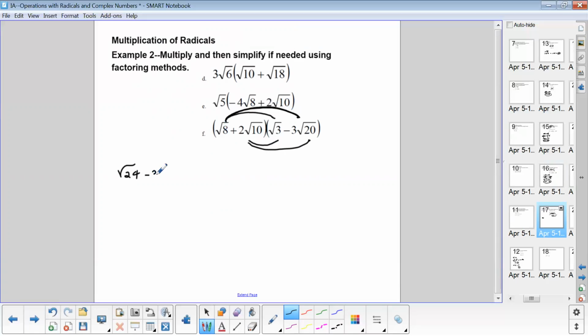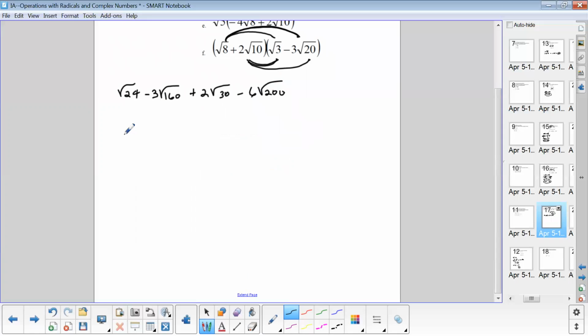And then this will be -3 square roots of 160. And this will be 2 times the square root of 30. And then this would be 6 square roots of 200. Now we just look at each of the denominators and we try to simplify those.